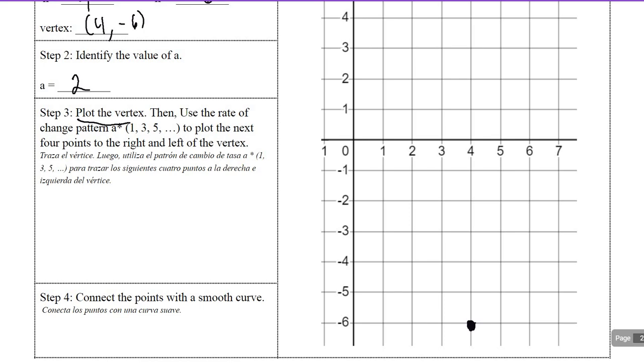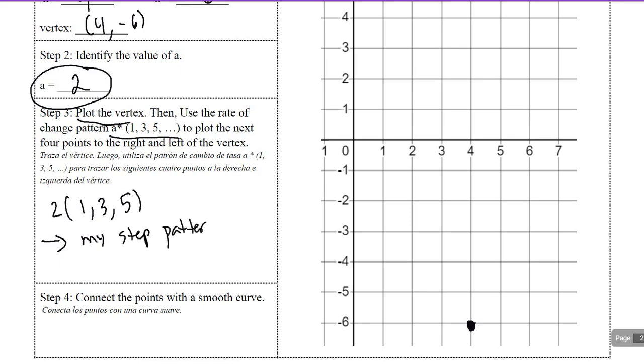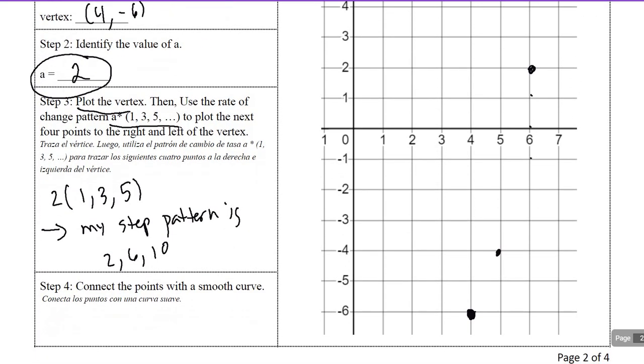And then I'm going to figure out my step pattern for this particular parabola, which depends on a and my original step pattern. So I'll do 2 times 1, 3, 5, which gets me my step pattern is 2, 6, 10. I go over 1, up 2, over 1, up 6, and then over 1, up 10, but I don't have room for that. Okay. I'll use symmetry, and then I'll connect my points with a smooth curve.